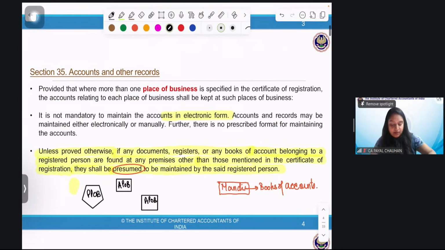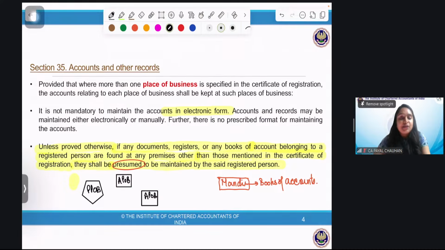Next question to me is, how can I determine that this is my place of business? Is there any criteria to determine that this is my place of business? A question to you. How will I determine? Very good, Anil. Very good. Say it. Certificate of registration.